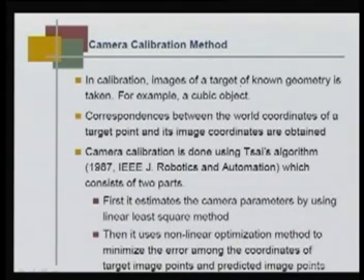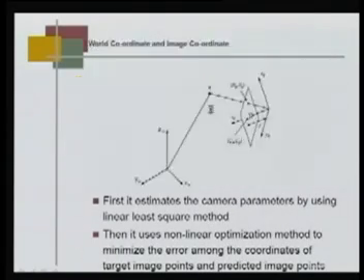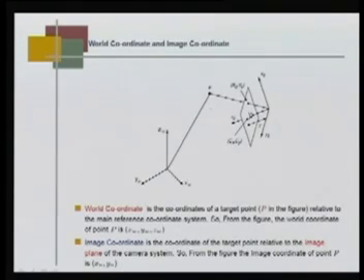So, in camera calibration, images of a target of known geometry are taken, for example, a cubic object. So, what I will do is that I place an object in this reference coordinate system.